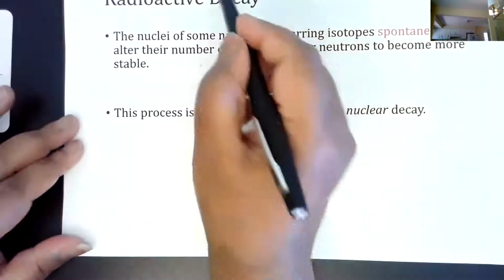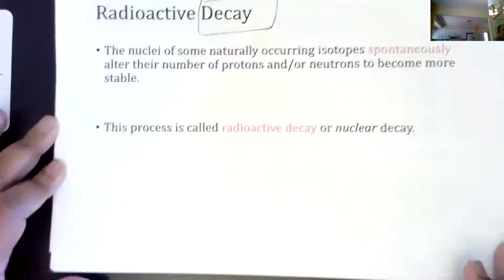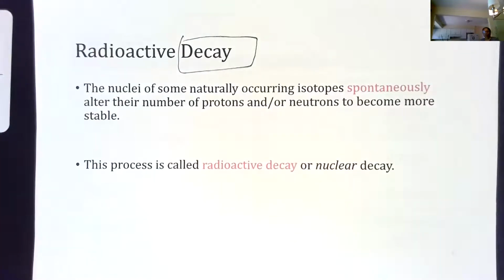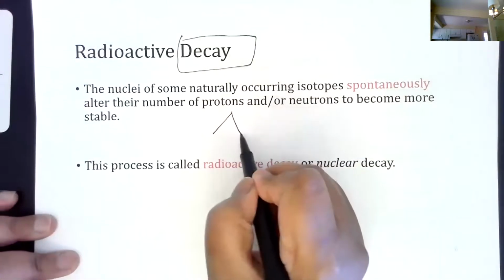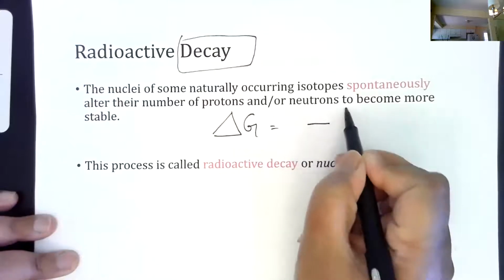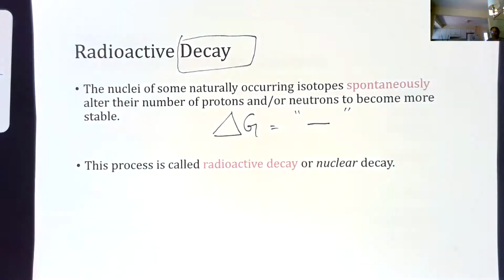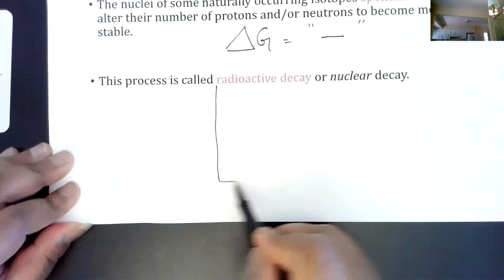Radioactive decay. Okay, so some of the radioactive reactions are spontaneous. What does spontaneous mean? What is delta G for this reaction? It's going to be negative. Negative, okay, that's right. Delta G for this radioactive process is negative. And why is it spontaneous? Now, if I were to draw an energy diagram.